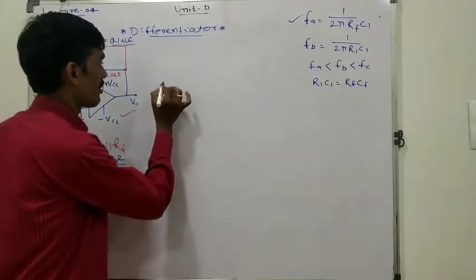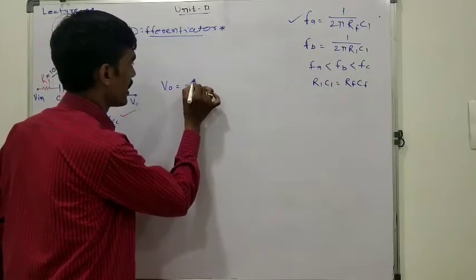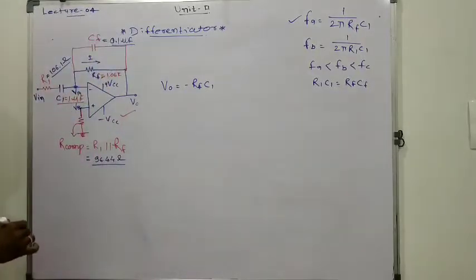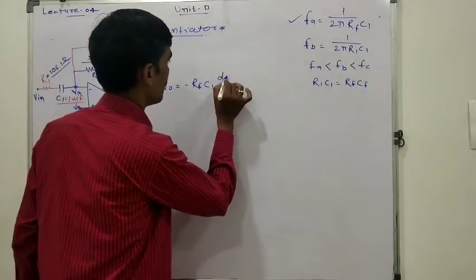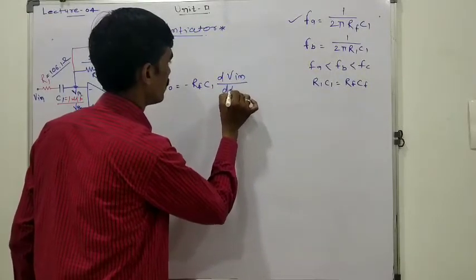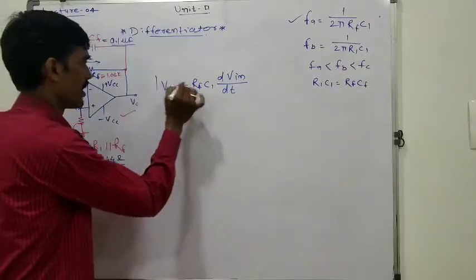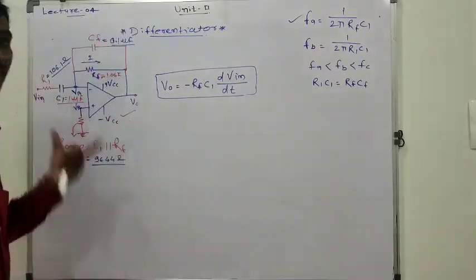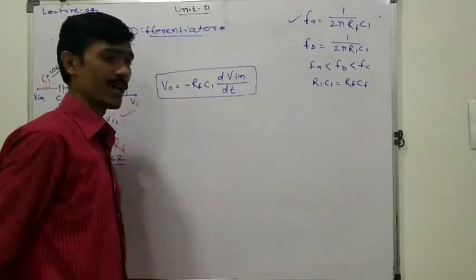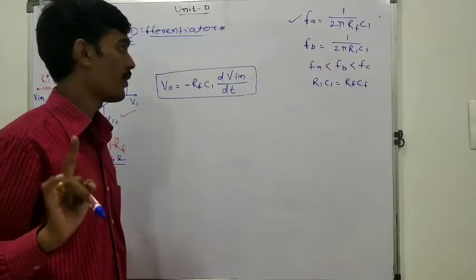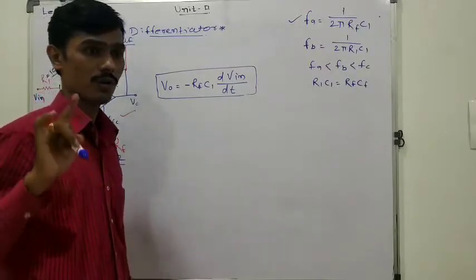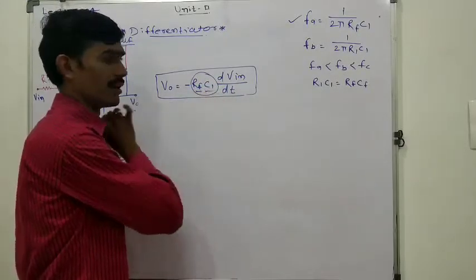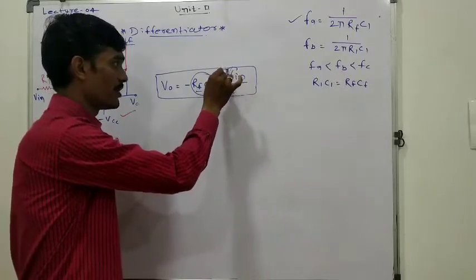Now what is the formula? The formula is VO is equal to minus RF into C1 times the differentiation of the input to the differentiator. So this is a generalized formula for the output of a differentiator. When such a problem is asked, that is, draw the output waveform for an input of sine wave, cos wave or square wave, we have to calculate the gain value RF into C1 and the differentiation of the input with respect to time.